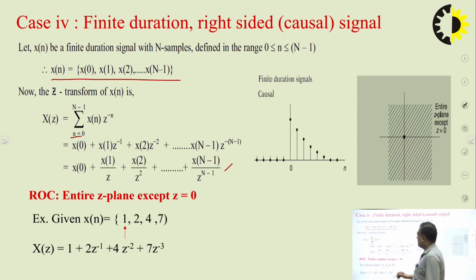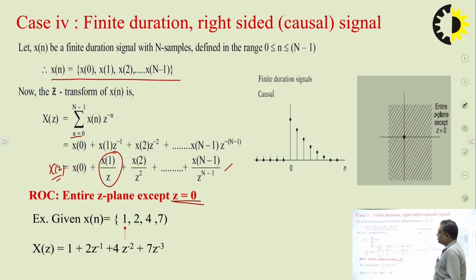Now you have to find the ROC of X(z). What is the ROC of X(z)? You will see, if z becomes 0, then this term will become infinity, and then X(z) will become infinity and will not converge. So the ROC is the entire z plane except z equals 0, because if you put z equals 0 in it, it will become infinity.